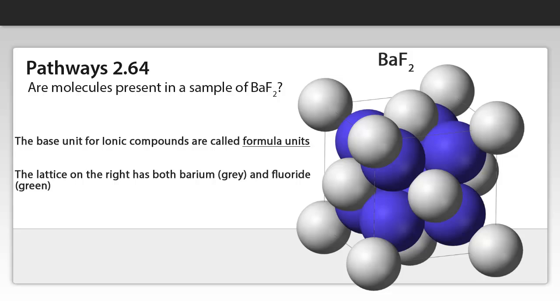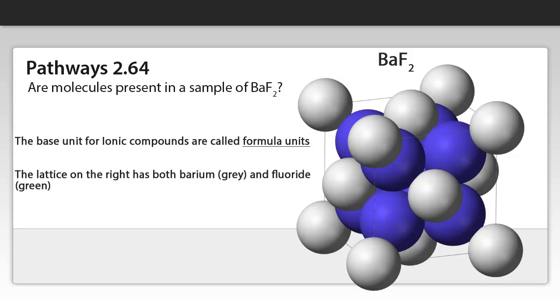Alright, so let's work Pathways 2.64. This asks us, are molecules present in a sample of BaF2, which is known as barium fluoride? Now, whenever we're dealing with an ionic compound, such as barium fluoride, this is when metal and nonmetal come together. We get a complete transfer of electrons to form charged particles: cations, the positive charge, and anions, the negative charge. When we have that situation, the ions come together to form the ionic compounds.